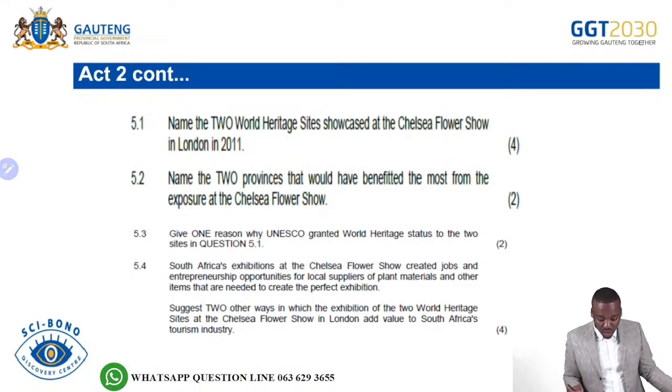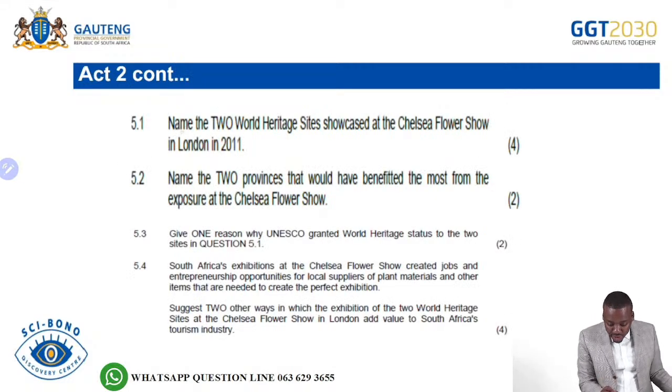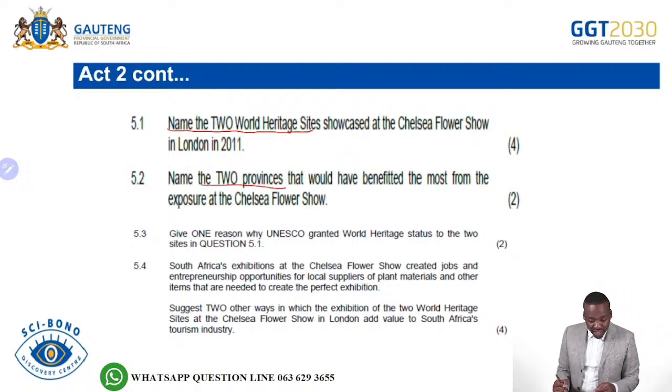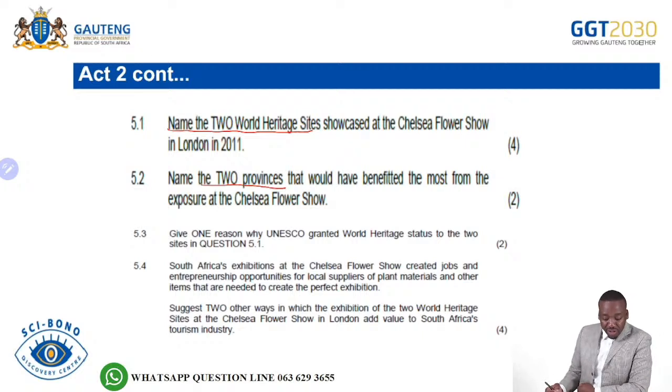Let's just look at the questions. Then they say, name the 2 World Heritage Sites. Again, the names are very important. Then check number 2, name the provinces. So the locations, again, they are very important when you are studying the icon. 5.3, give one reason why UNESCO granted. So here we are talking about the criteria and also the reason, the role of the UNESCO.